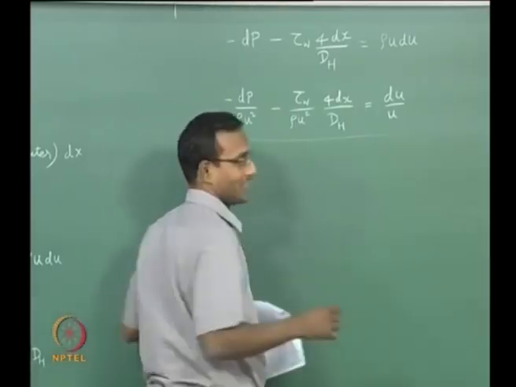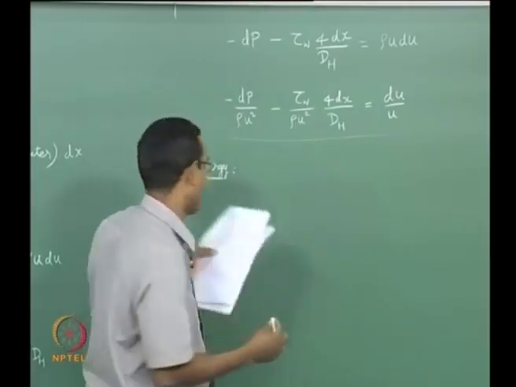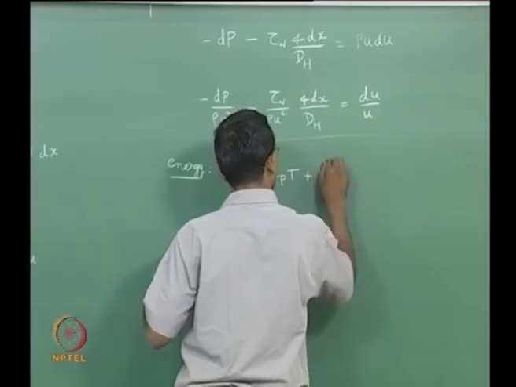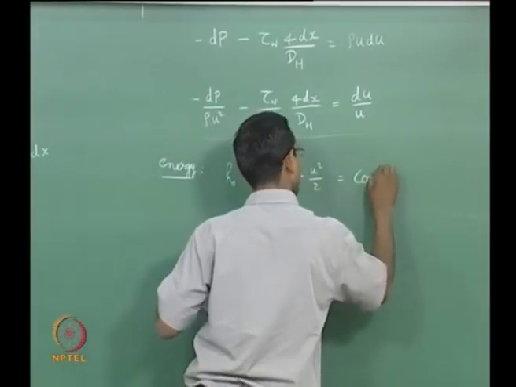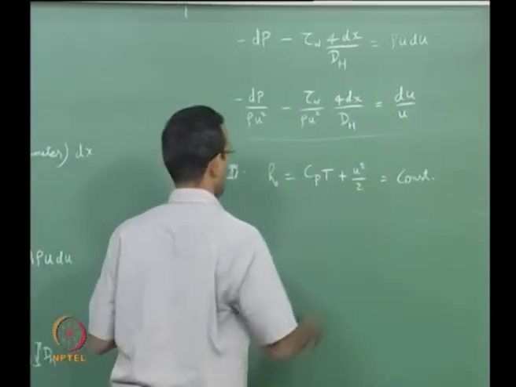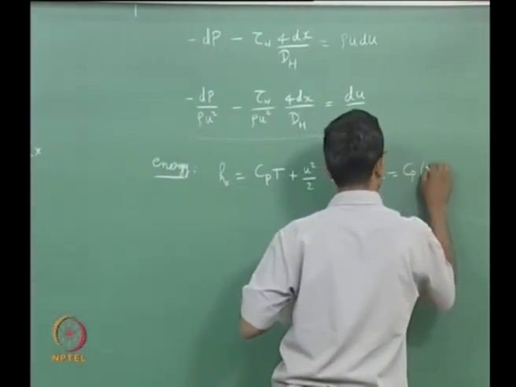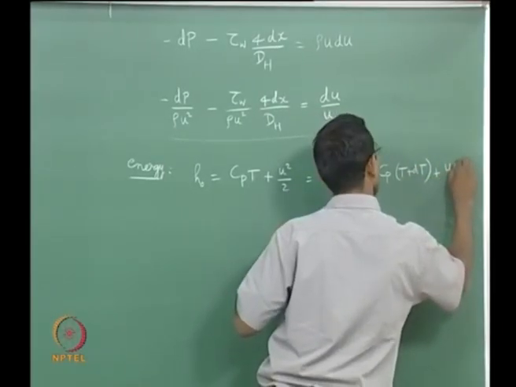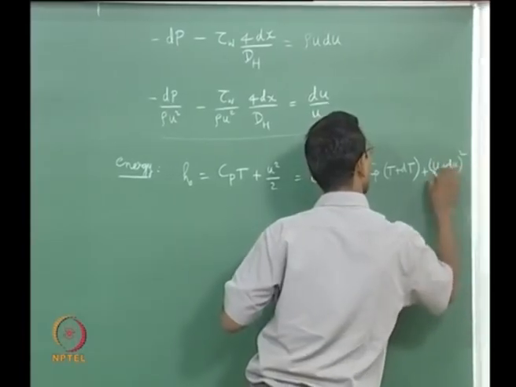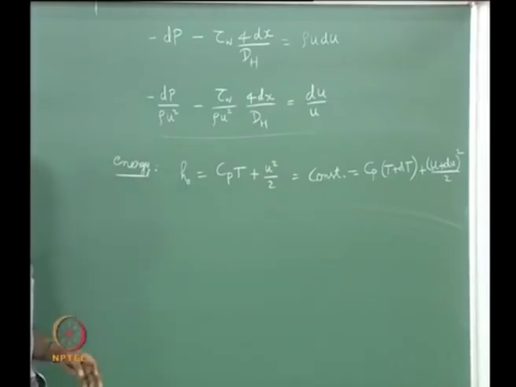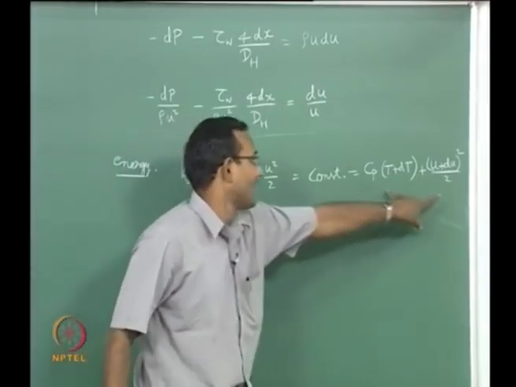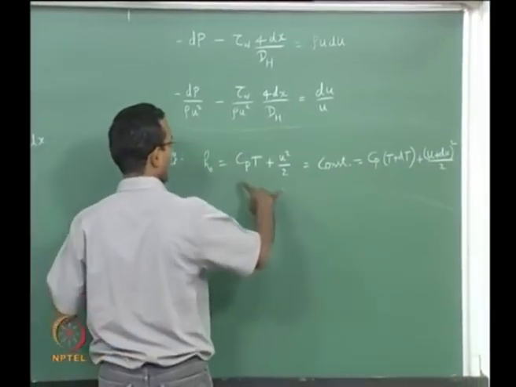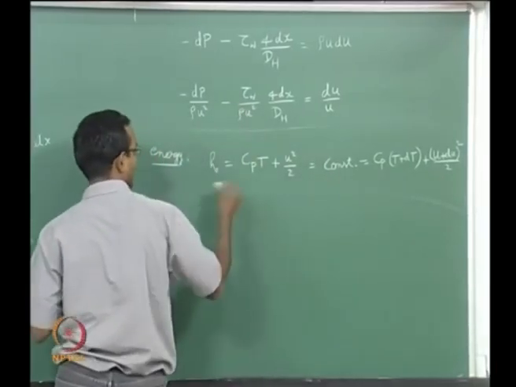Energy equation, of course, it is h naught equal to constant. Okay, we said it is adiabatic, so h naught equal to constant. Cp T plus u square by 2 equal to constant, which means this is equal to Cp into (T plus dT) plus (u plus du) square by 2 is equal to that also. From this part and the last part, I can get some relation for dT by T, etc. So we will start taking this and the last part and comparing the terms. We will see what is remaining.